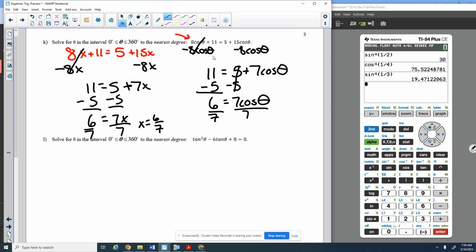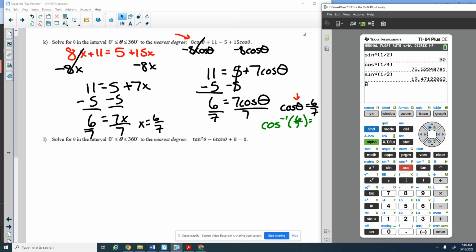Well, not quite the last. The last thing I do normally is to get to my final trig step. So with x, we're done. But we haven't really, we're trying to solve for theta here, and theta is not by itself yet. So we have to do the cosine inverse of 6 over 7. So second cosine of 6 over 7 is 31.